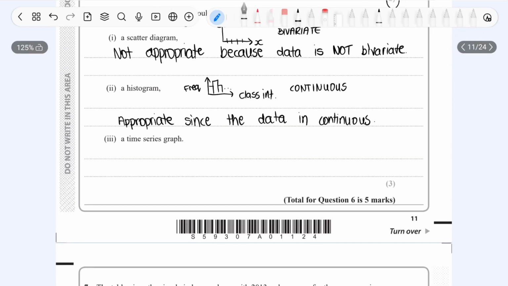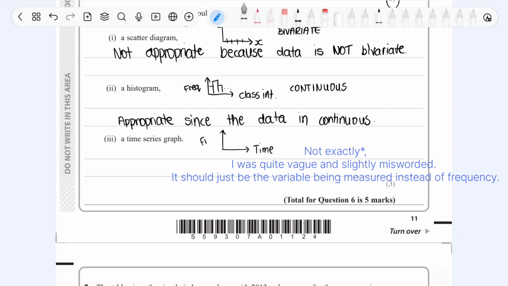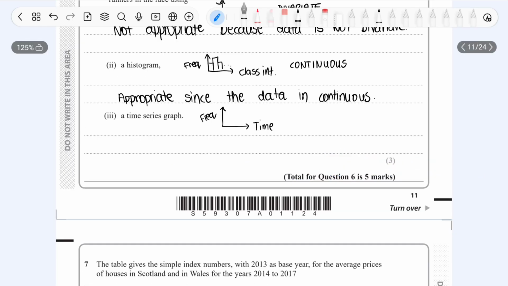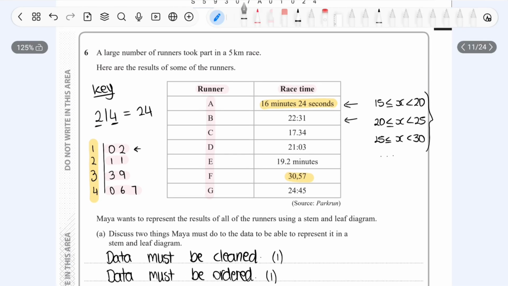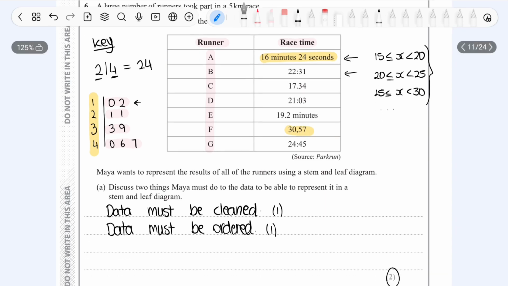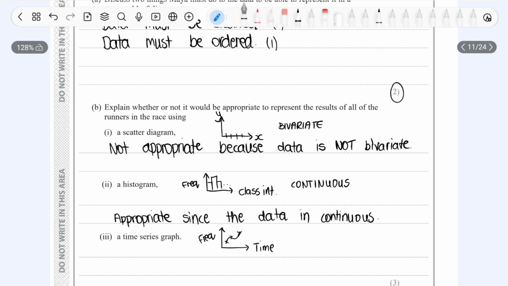And the last one, a time series graph. Yet another one that you need to know. On the x-axis you have time, I wonder where that comes from, and then on the y-axis you need frequency. The idea is as the time moves on, you plot different frequencies here, here, and here, and then you join them up like so. Now, can we do that here? A large number of runners took part in a 5 kilometers race, and from here, it doesn't tell us, but I'm going to assume that they've done it in the same day.